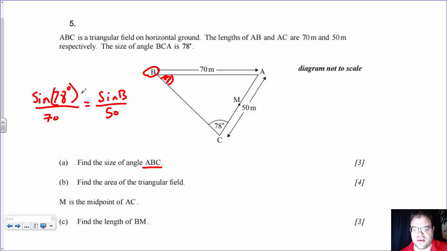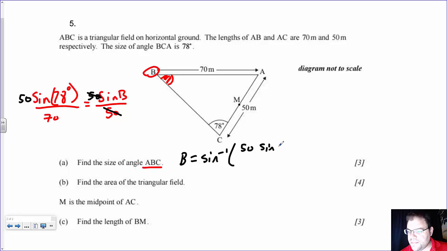To get rid of the 50, I'm going to multiply both sides of this equation by 50. It's going to actually cancel these 50s out. So sine of B is equal to this. Now all I have to do to get B itself is to get rid of the sine, and I'll use the sine inverse to do that. So I'm going to say B, the angle B itself, will actually equal the sine inverse of this part right here. Okay?